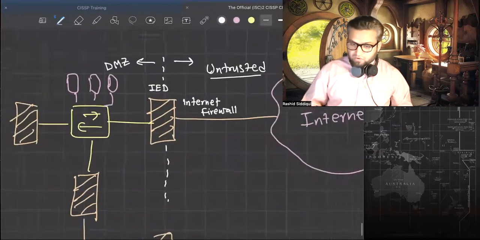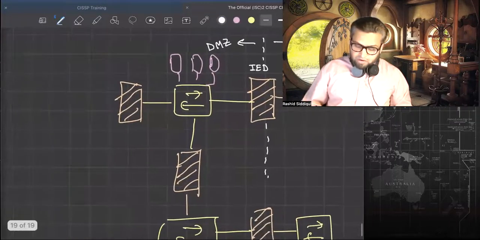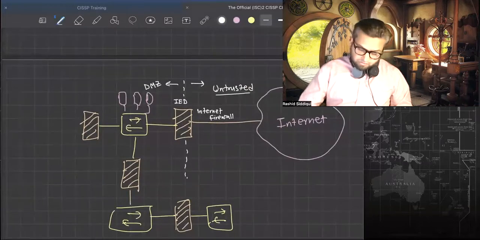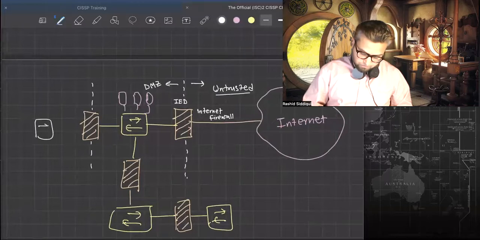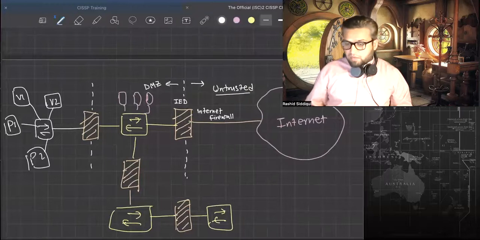Firewall because it's a firewall, and internet because it is connected to internet. Now, we need another layer of security where we terminate our vendors, vendor 1, vendor 2, or partner 1, partner 2. So vendors and partners are also not trusted, but they are not untrusted.